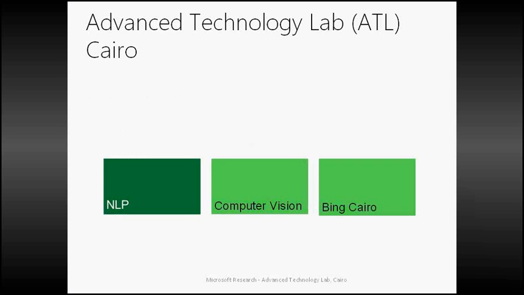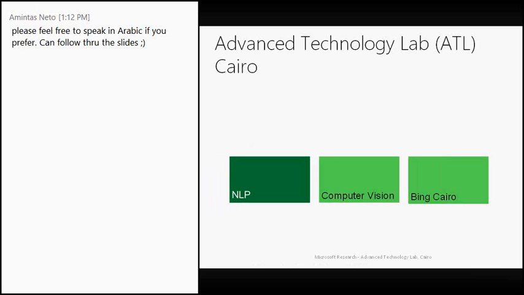Advanced Technology Lab in Cairo. This is our team. We are a lab, part of the Microsoft Research Organization, and we are one of the MSR labs around the world. We have three main teams in the lab. The first is the NLP team, the Natural Language Processing team, and this is the team that is developing and building the components we are willing to talk about today.